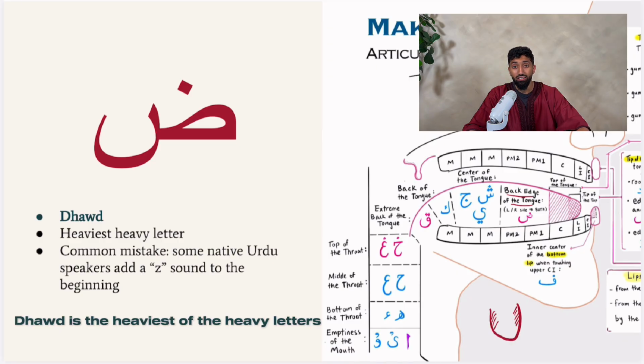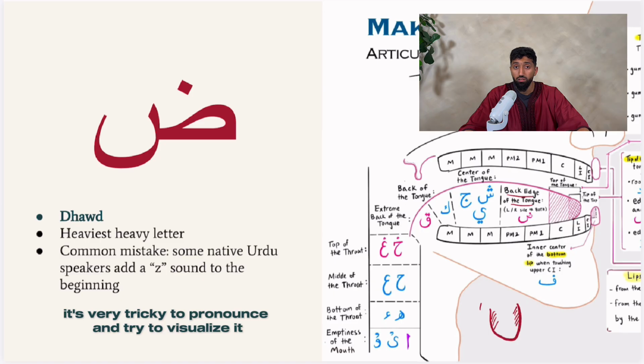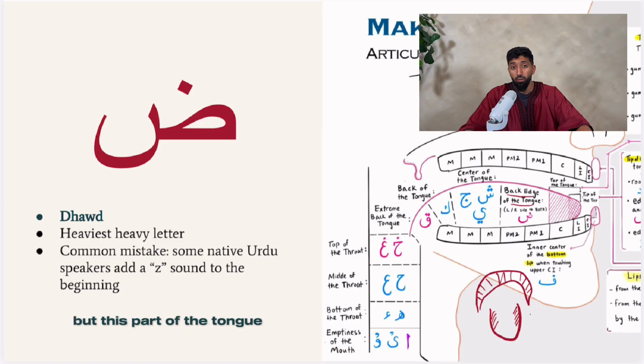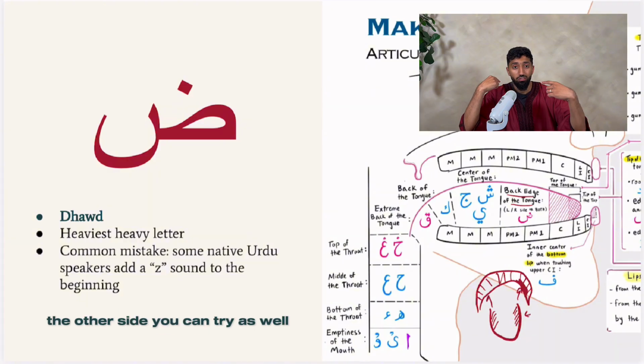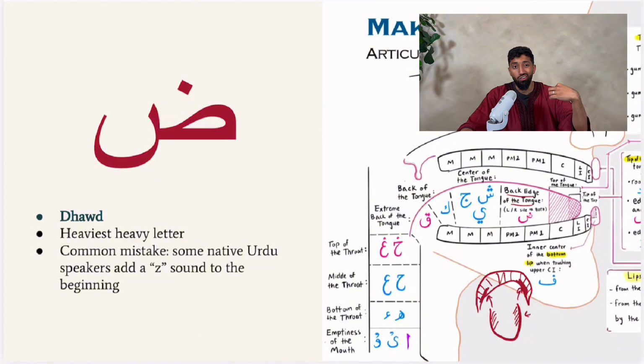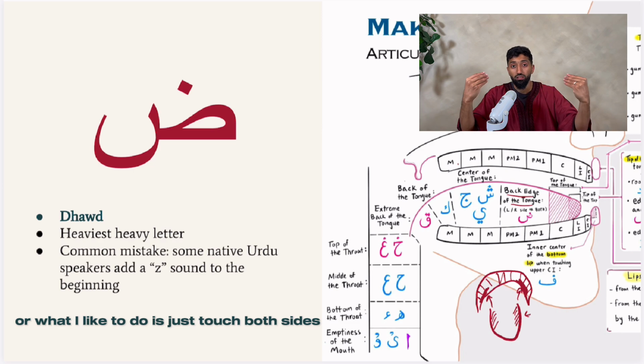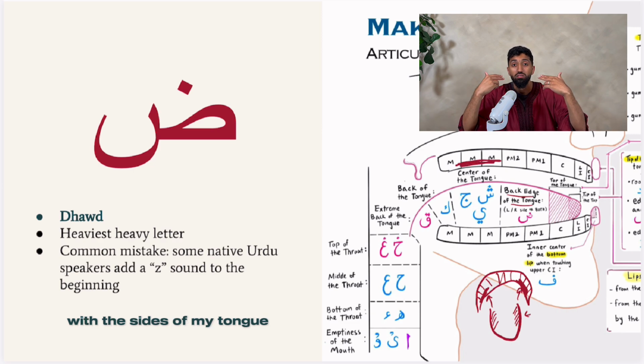Dad. Dad is the heaviest of the heavy letters because the entire tongue rises when you're pronouncing it. It's very tricky to pronounce and try to visualize it, but this part of the tongue, the side, will go up and touch the molars, the back chewing teeth. You can do it from one side if that's more comfortable. The other side you can try as well. Or what I like to do is just touch both sides with the side of my tongue.